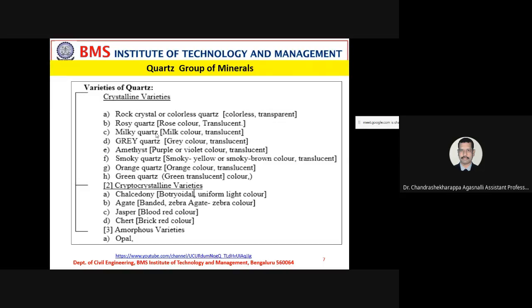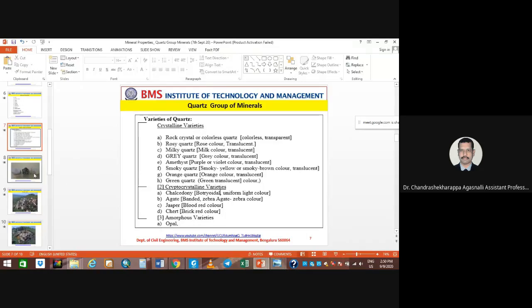Smoky quartz has a dull luster. I showed that yesterday and will show it once again. There are also green quartz and many more varieties. Chalcedony, agate, and jasper are all associated with some other metals. I'll show them one by one. Chalcedony, agate, jasper, chert, and amorphous opal are all different varieties of quartz. Let me show you some pictures.